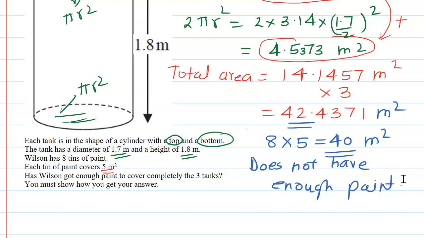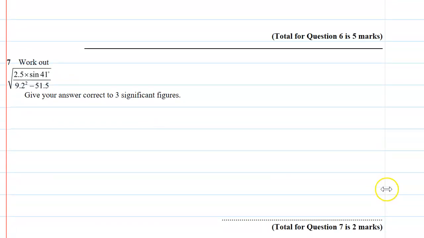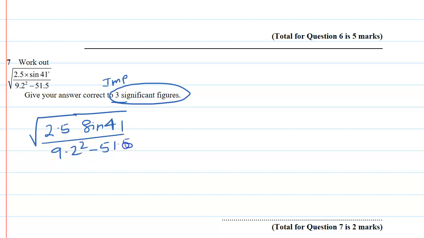Okay, so let's go for another question. Work out 2.5 times sine 41, over 9.2 square minus 51.5, and give your answer correct to 3 significant figures. This is an important point that you should be knowing. If you put this value in a calculator, 2.5 sine 41, over 9.2 square minus 51.5.